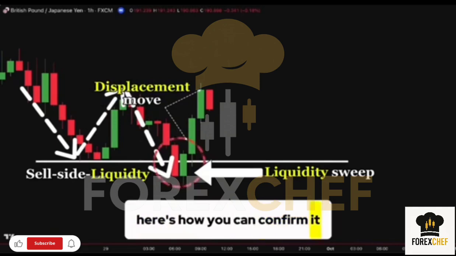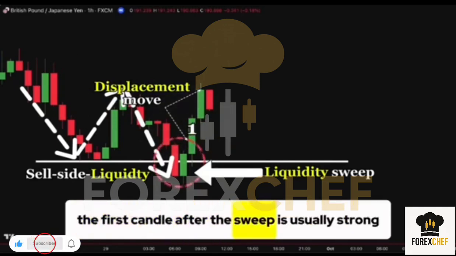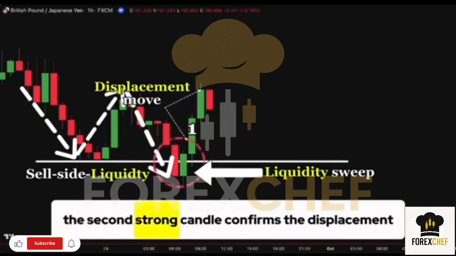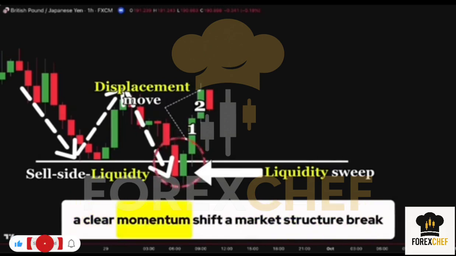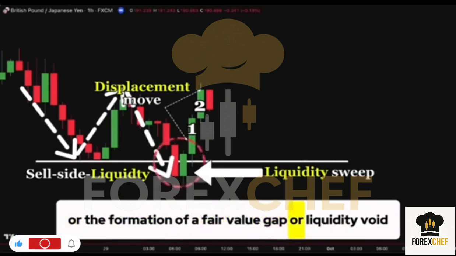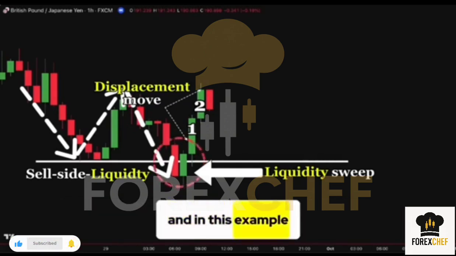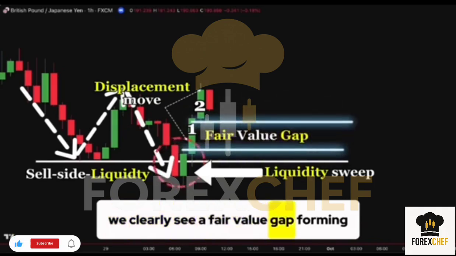Here's how you can confirm it. The first candle after the sweep is usually strong. The second strong candle confirms the displacement. During this move, you'll usually notice at least one of 3 key signs: a clear momentum shift, a market structure break, or the formation of a fair value gap or liquidity void. And in this example, we clearly see a fair value gap forming.